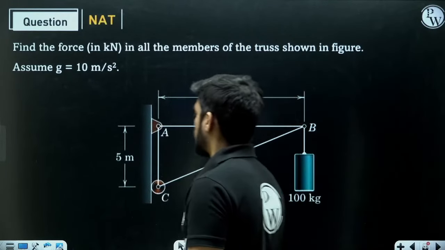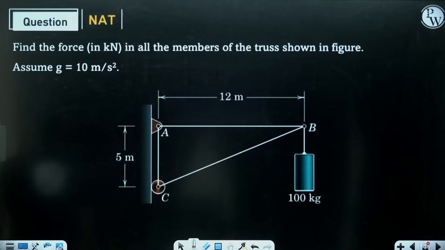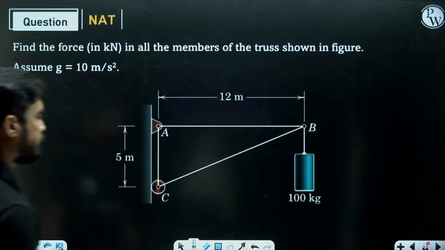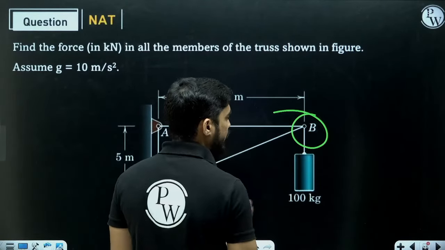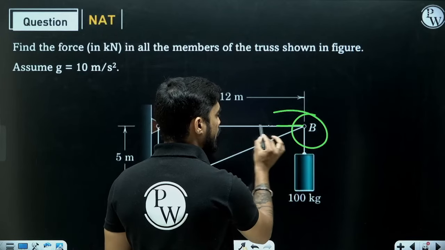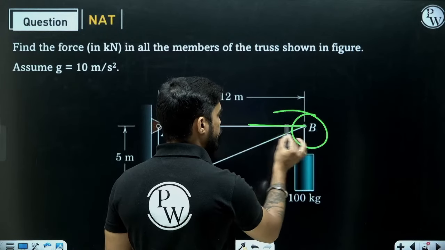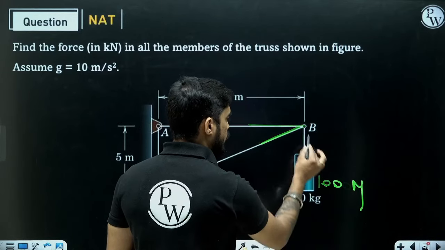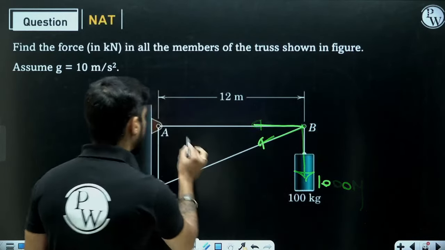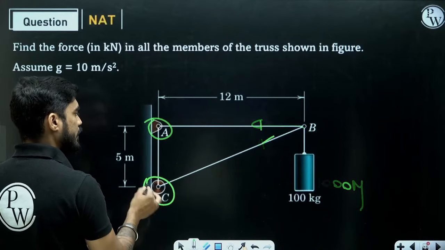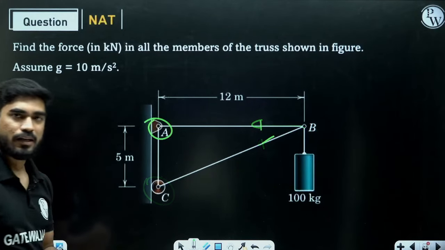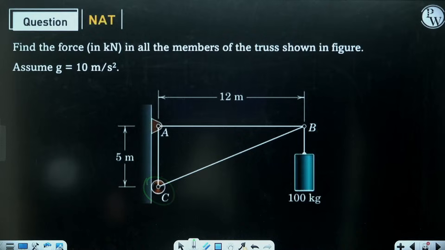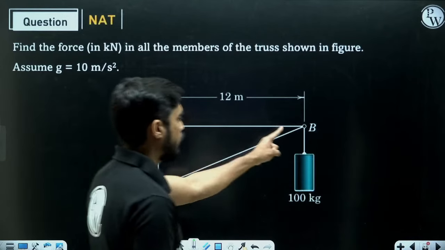So what we are going to do is, first we will apply the method of joints at joint B. Why joint B? Because here we have only two unknowns. It is subjected to three forces: two member forces and 1000 newton. So we have only two unknowns. If I consider this joint or this joint, then there will be more than two unknowns and we have only two equilibrium equations. So we will not be able to solve joint A or joint C directly. We have to first solve joint B.